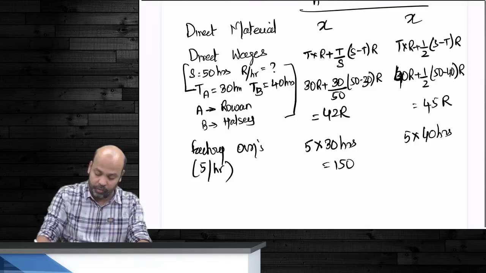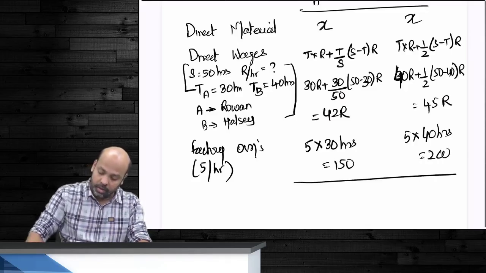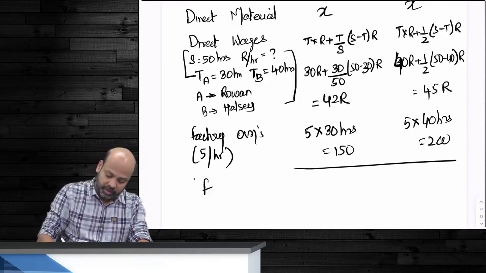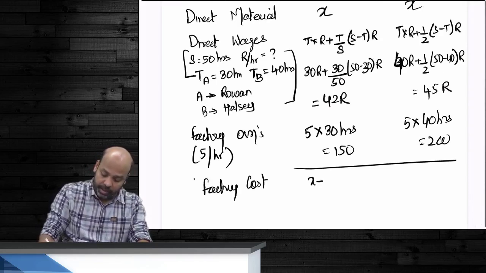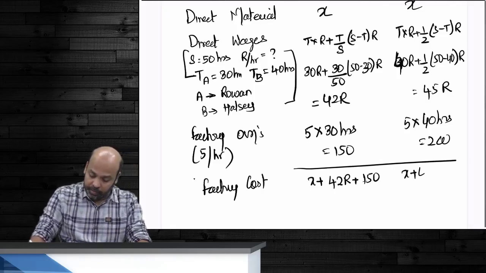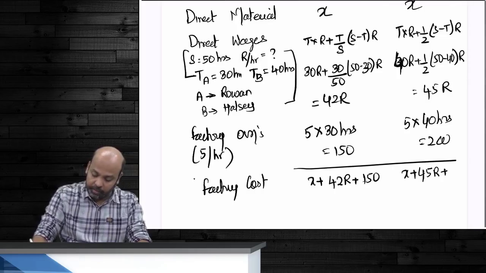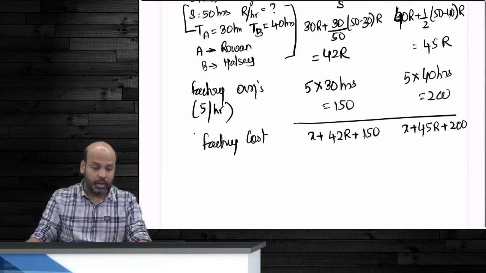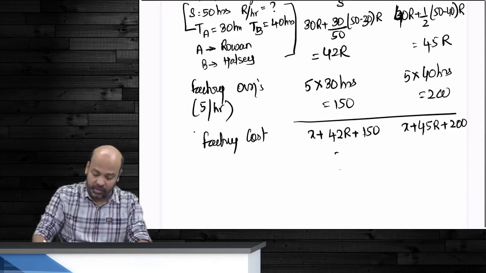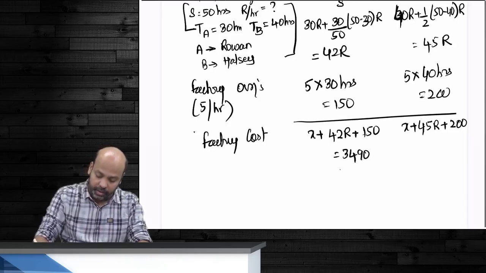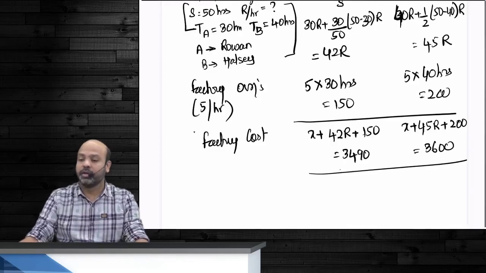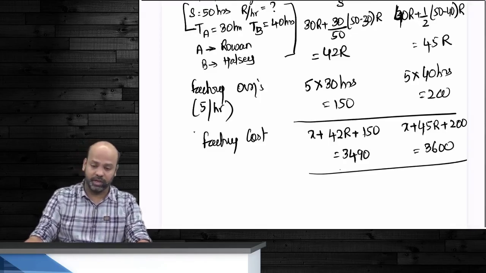The share of overheads would be 200. The total factory cost in terms of x and r will be x plus 42r plus 150. This would be x plus 45r plus 200. Question says that this is 3,490. This is 3,600. Done, beta. You solve them and you get the answer of x and r.